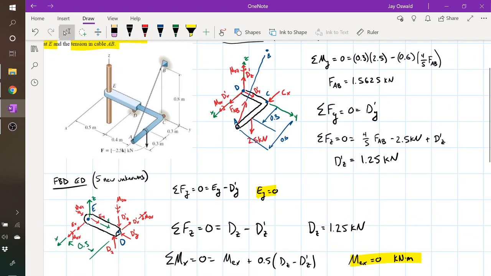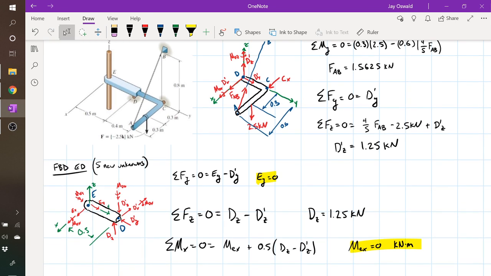So now we just have to look, right? What else can we do? We could find d prime x by sum of moments in the z-axis, the free body diagram of ED. Free body diagram of ED, and you want to take a sum of moments at the z-axis. So if we do the z-axis, we will have, well, we don't know MDZ yet though, right?